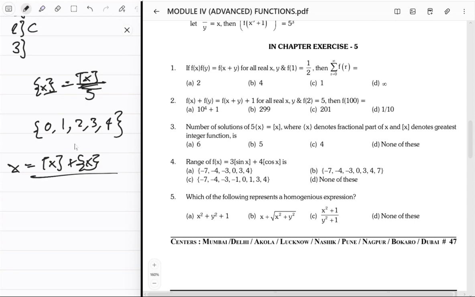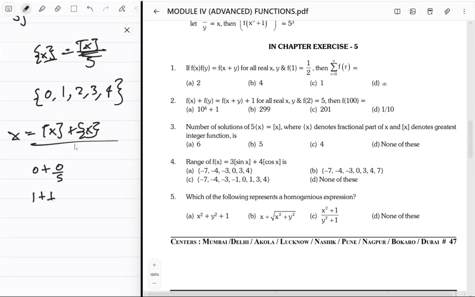So should I even write that down? Maybe I should. So 0 plus 0, that's 0. Then 1 plus 1 upon 5, you get the idea, right? Do I really have to write that down? So how many solutions of this? Well, 5 solutions. Easy as that. Right, so B is the answer. Next question.